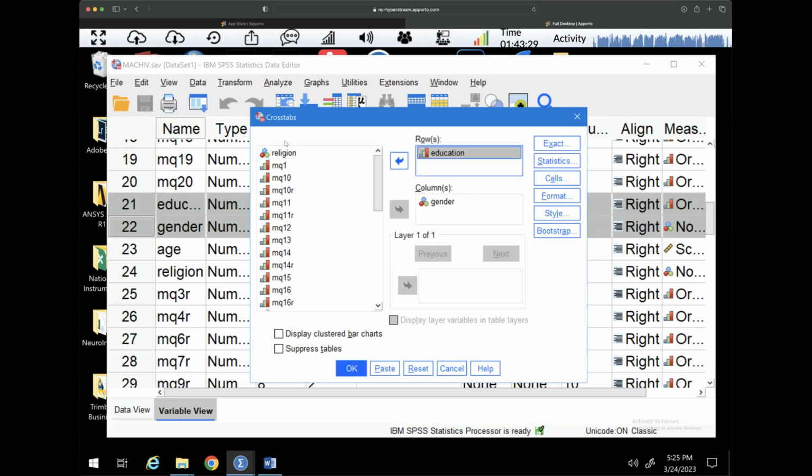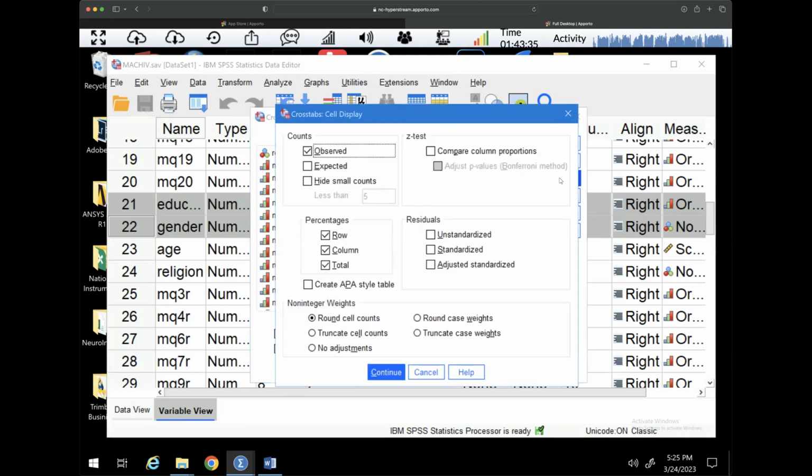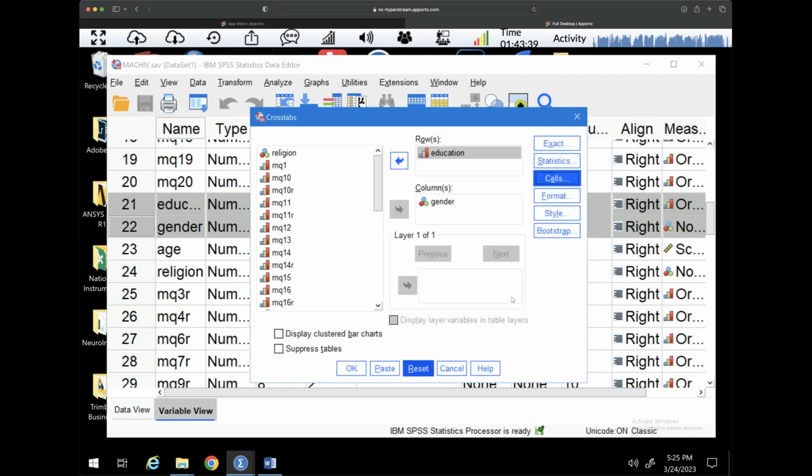In my previous example, I had used religion. So I'm just going to leave this as is, except I want to go to my cells and I'm going to identify, I'd like to use my column total, my column percentages. And if you don't know what I'm talking about, go back and look at the last video.